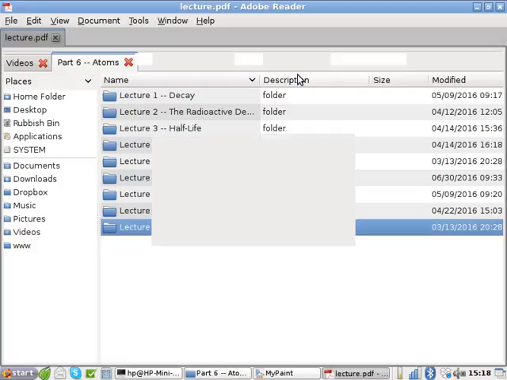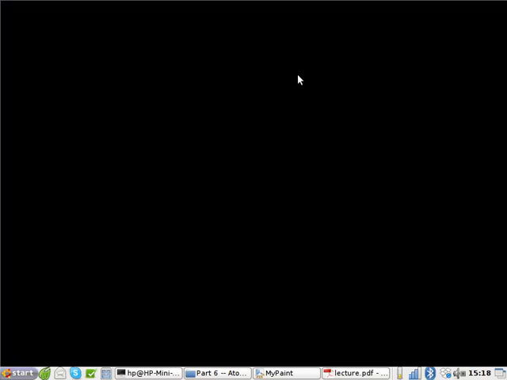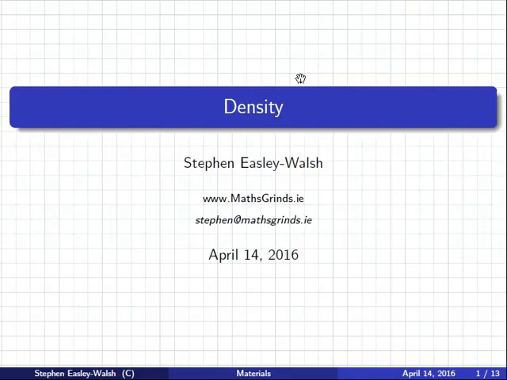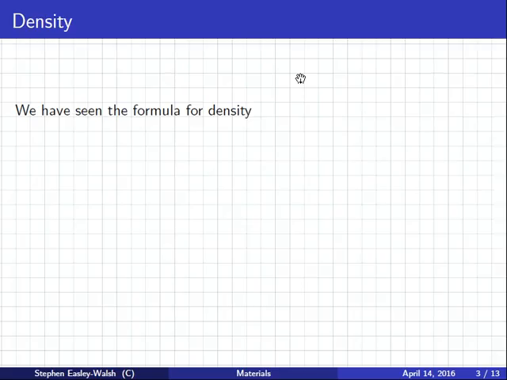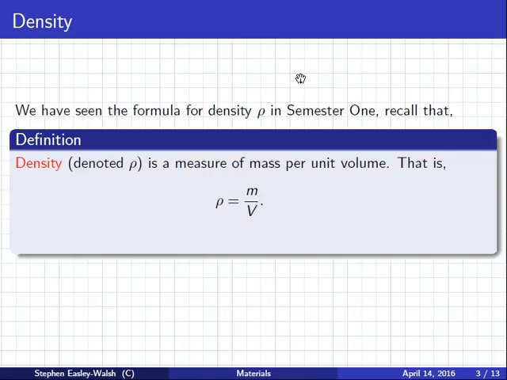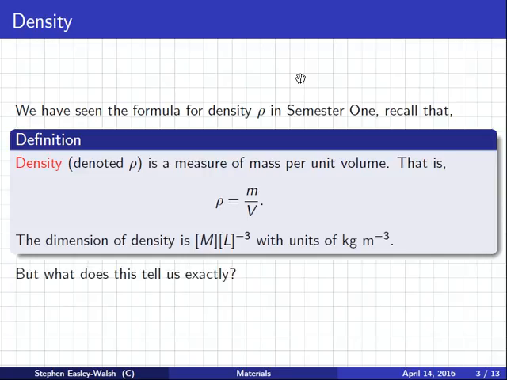Okay, so anyways, on to materials, and the first topic is density. This is actually something we talked about in mechanics. You might even remember the formula. Density is mass over volume. So we've seen the formula already. Density rho is mass per unit volume, that is mass over volume, and the dimension is mass per length cubed, with units of kilograms per meter cubed. So what does this tell us exactly? I think it's worthwhile writing this down again.